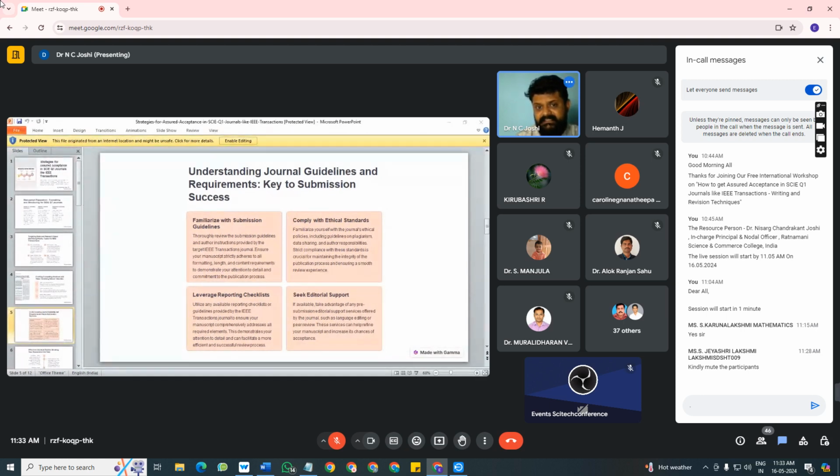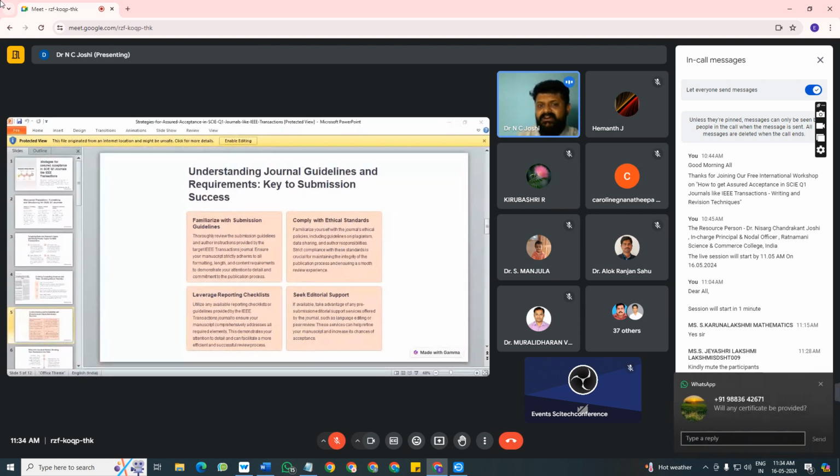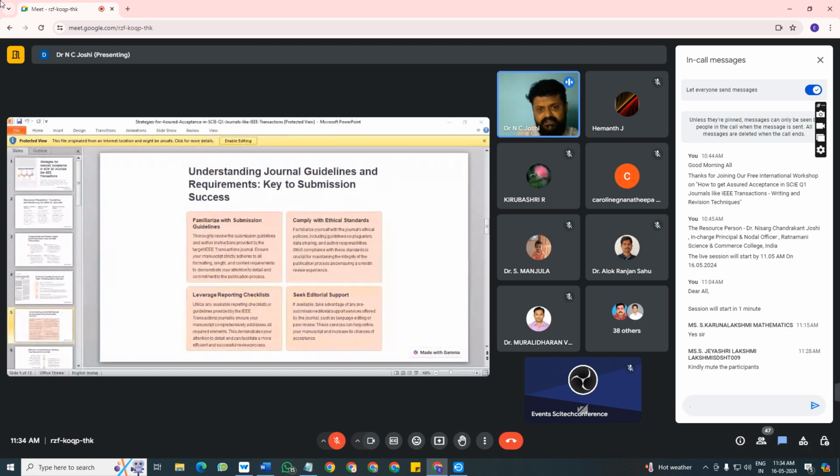Then comply with ethical standards. This is a very important point. Familiarize yourself with the journal's ethical policies, including guidelines on plagiarism, data sharing, and other responsibilities. Strictly comply with these standards, which is crucial for maintaining the integrity of the publication process, ensuring a smooth reviewer experience. Each and every publication has to follow the UGC guidelines, AICTE, and if we are going to medical science, all the publications have to follow the guidelines of the government. So it will include the guidelines on plagiarism, data sharing, and other responsibilities. So you have to comply with ethical standards.